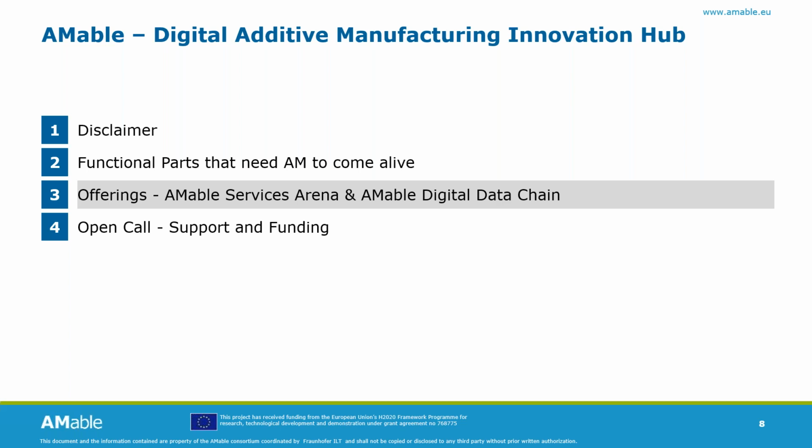So this is about functional parts. On the website, you find a few more examples. You also find the current cases that we have in AMable, that we currently do, that we currently fund, that we currently support. So look into there, to make sure that your idea meets this kind of functional parts idea.